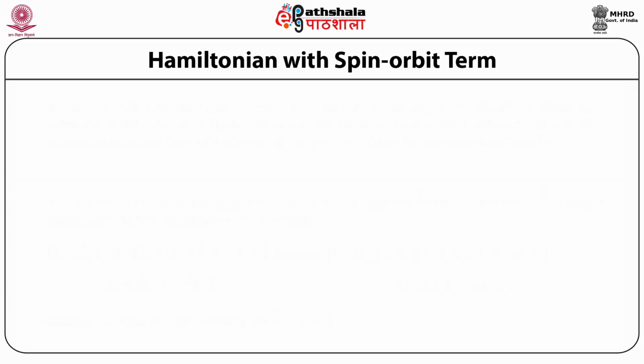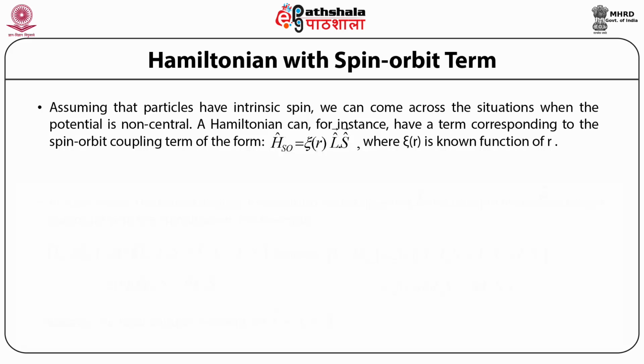Hamiltonian with spin orbit term. Now, if we consider that the particle, apart from having the orbital angular momentum, also has the spin angular momentum, that means that the particle, apart from having orbital term, also has the intrinsic spin, then we come across a situation where the potential can no longer be defined as a function of only the relative distance between the two particles, and the potential energy now is non-central. So what we mean by non-central is that apart from being a function of the relative distance between the two position vectors, the potential energy now depends on the other terms also.